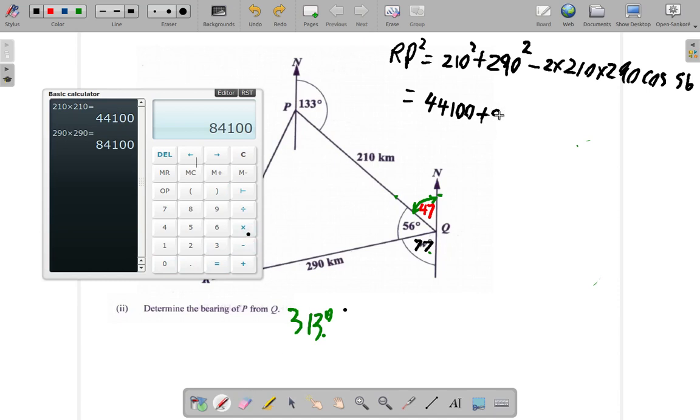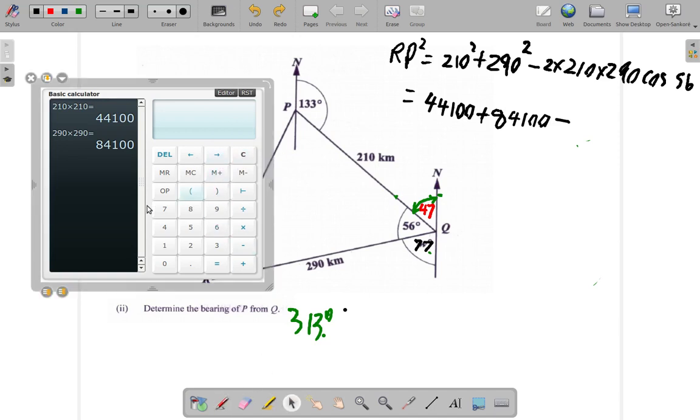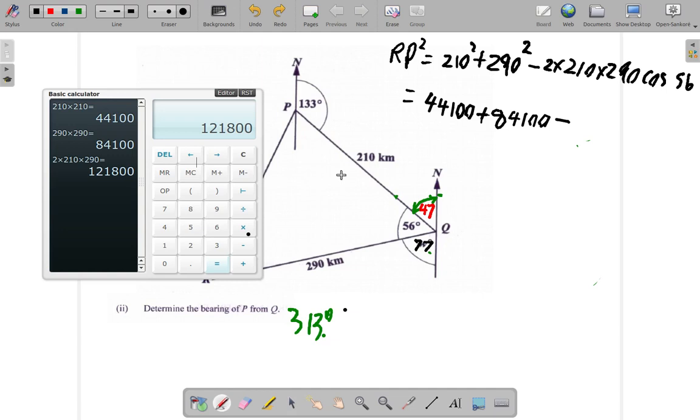So 84,100 minus, then back to the calculator, 2 times 210 times 290, 2 by 210 by 290 equals 121,800. So that's 121,800 times cos 56. All right.